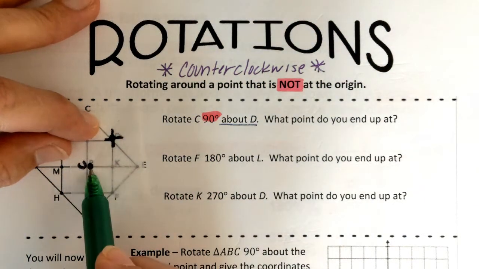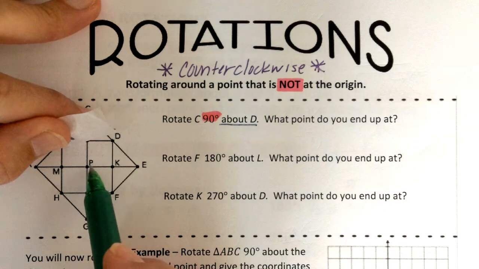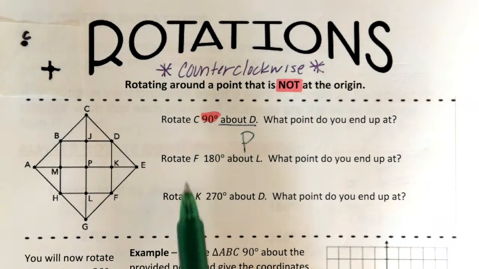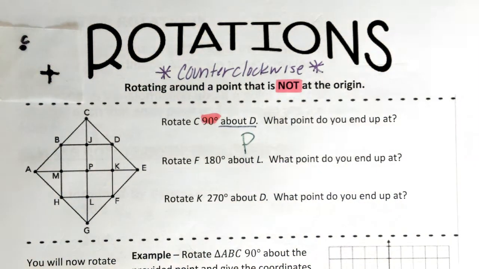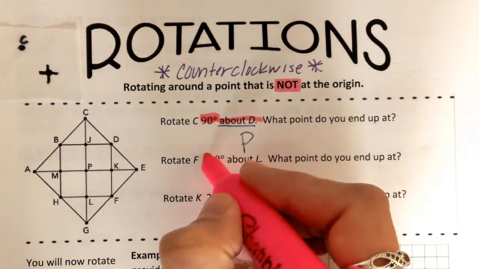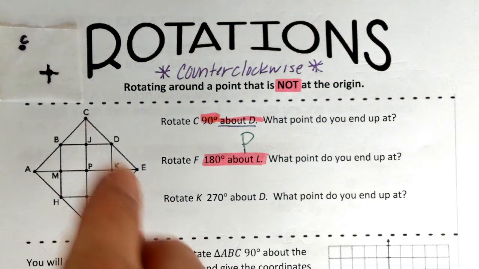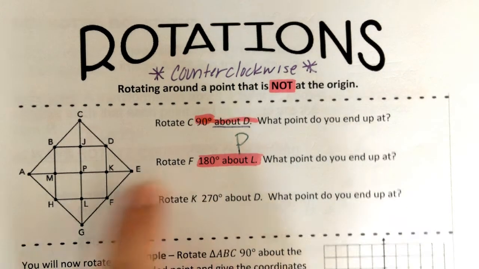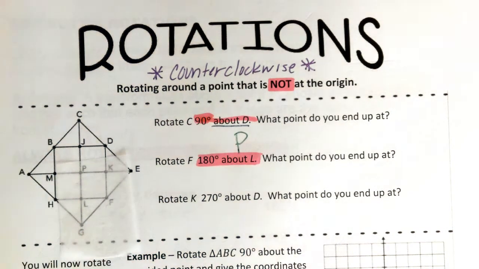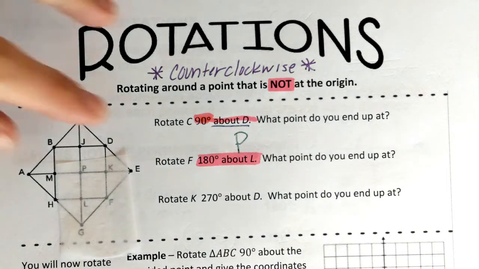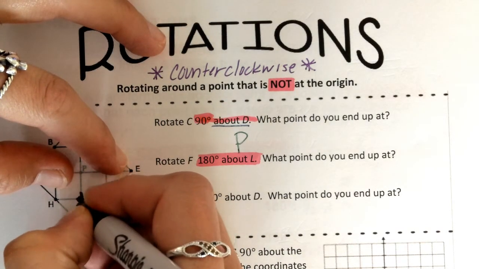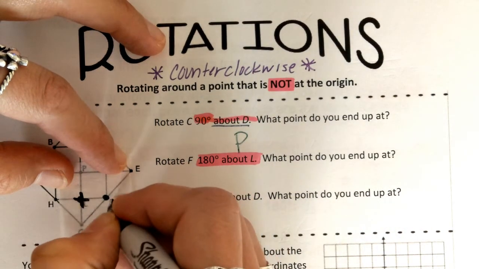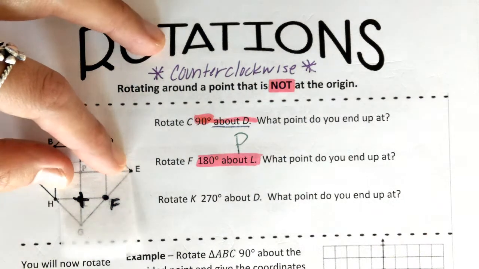So here, if we look where C is, we'll lift up that patty paper. What point is there? We have point P. Next, we're going to rotate point F 180 degrees about point L. So what that means now is I'm going to take point L and point F here and here and make sure they're both under my patty paper. Point L is what we're moving around, so that's where we're going to want that little plus sign, so we know what to line up. And then here's point F, what we're rotating around point L.